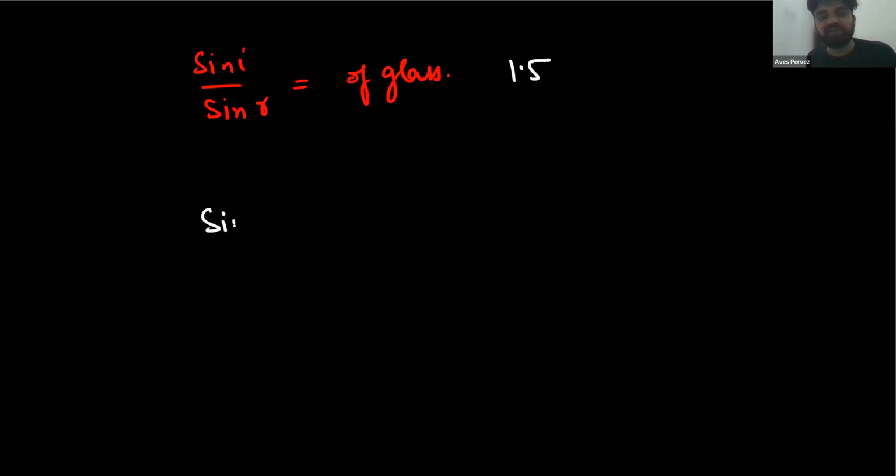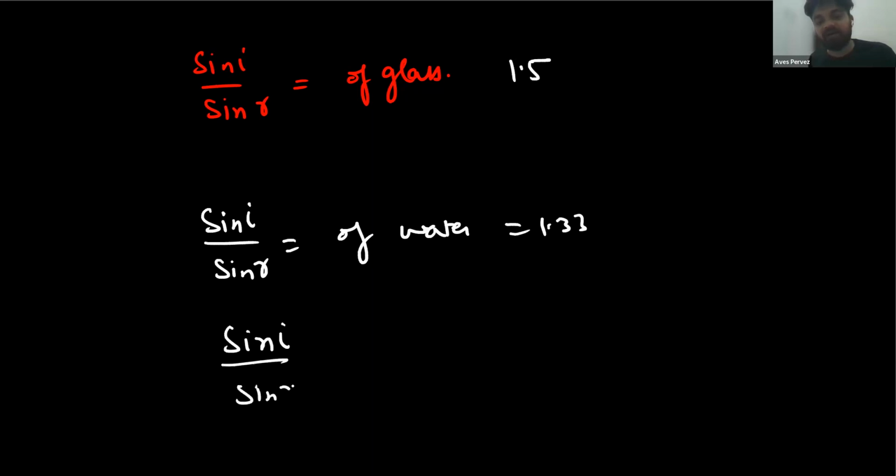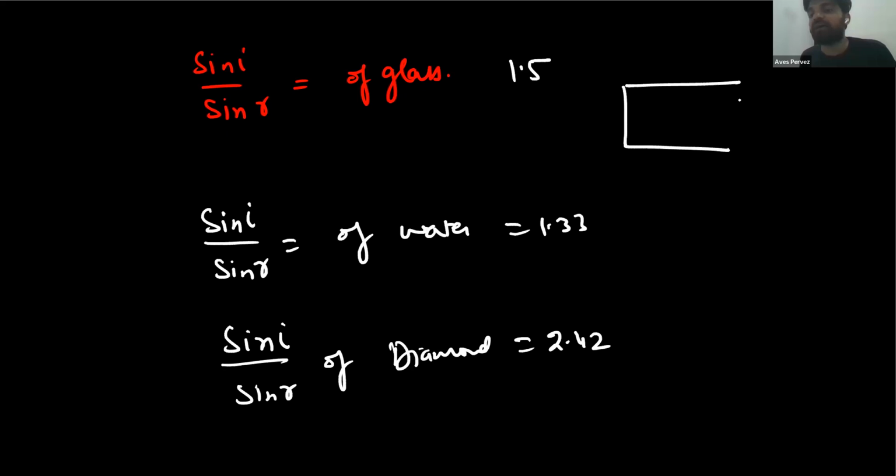For example, sine I by sine R of glass is 1.5. Sine I by sine R of water will be 1.33, and sine I by sine R of diamond will be 2.42. So the value will change. If the medium changes, then the ratio will change. But for a particular glass, if you change the value of I, then it will remain constant.